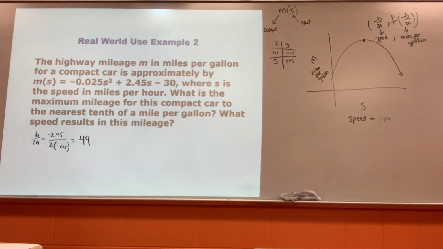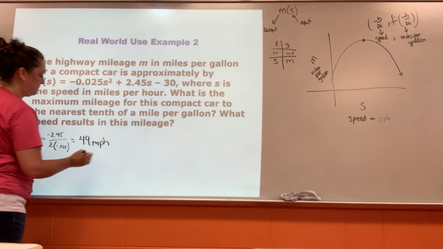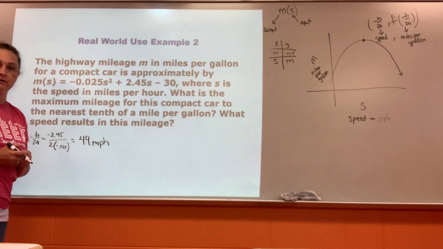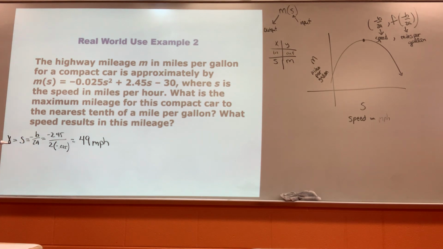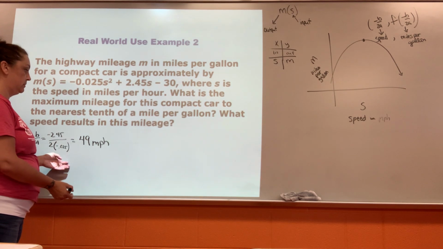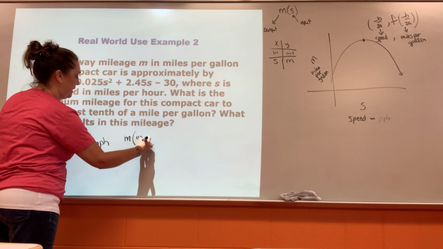Again, that is our speed, because that's our axis or our x value. So x here is speed, so that's miles per hour. At 49 miles per hour, we maximize our gas usage. How much gas am I using at that point when I'm maxing it out? So I'm going to do m of 49.